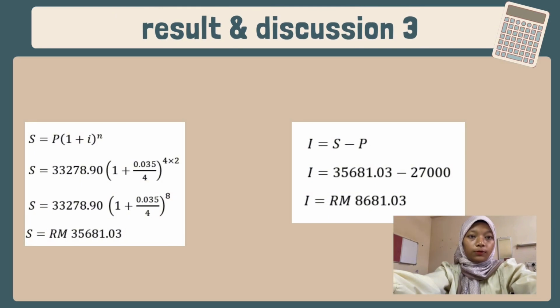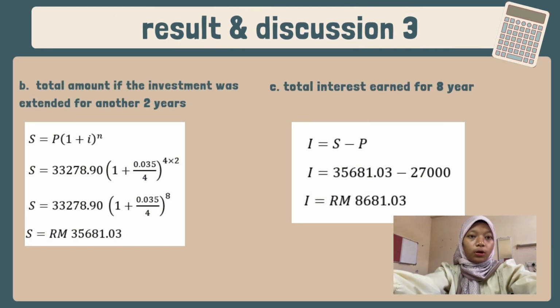To find the total amount if the investment was extended for another 2 years, the formula is S equal to P(1 + i)^n. S equal to 33,278.90 (1 + 0.035/4)^(4 × 2). S equal to 33,278.90 (1 + 0.035/4)^8. So the total amount S is 35,681 ringgit 3 cents.